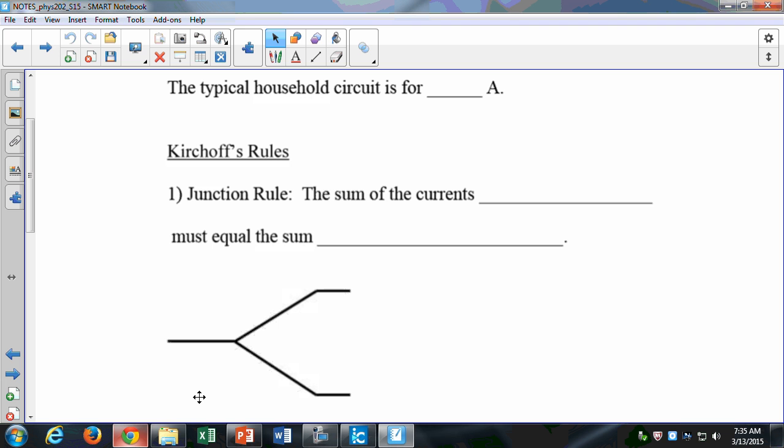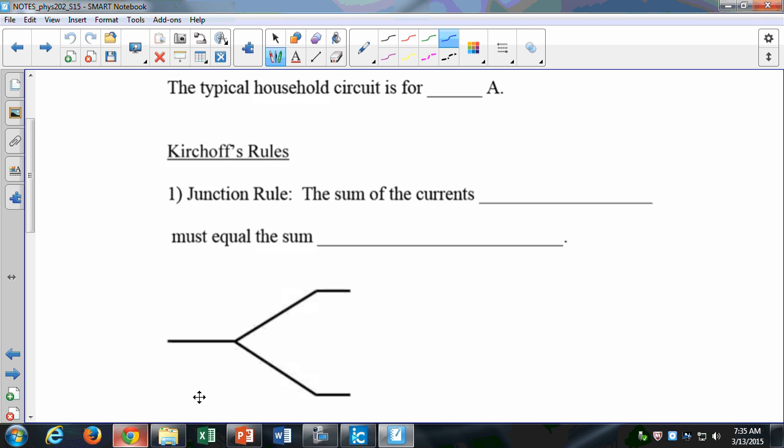Alright, so multi-loop circuits. We're going to deal with circuits that have more than one loop in it. And when we're working with these, we're going to have two rules. We've already seen these rules. They're called Kirchhoff's rules, the junction rule and the loop rule. They're pretty simple. And so we've already seen them, so hopefully they look familiar. We're just going to give them sort of different names.